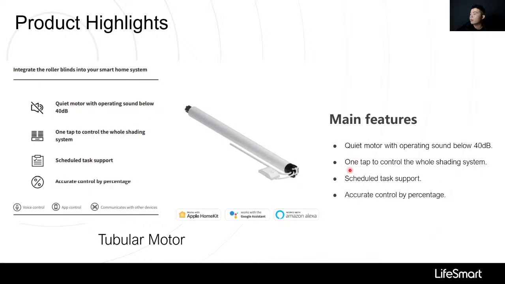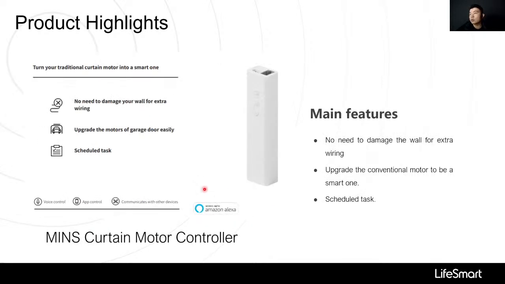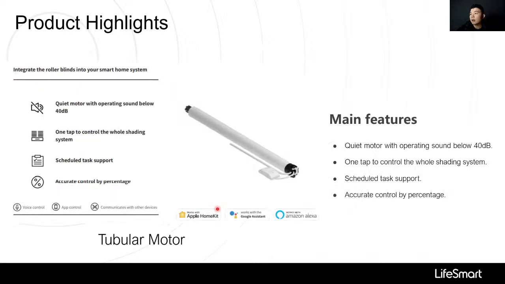And the main features: one tap to control the whole shading system, scheduled task support, and can accurately control by percentage. Here, it can work with Apple HomeKit, Google Assistant, and Amazon Alexa. Compared with the previous two controllers, our smart curtain motors have more functions.